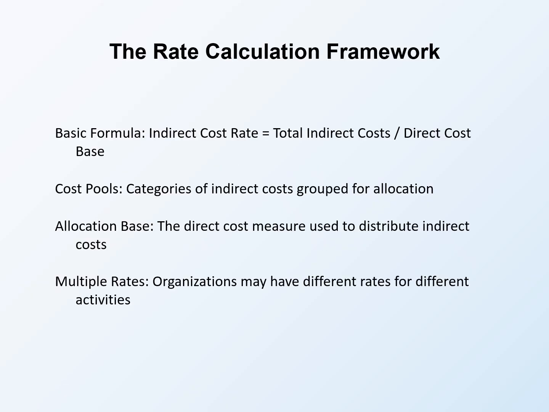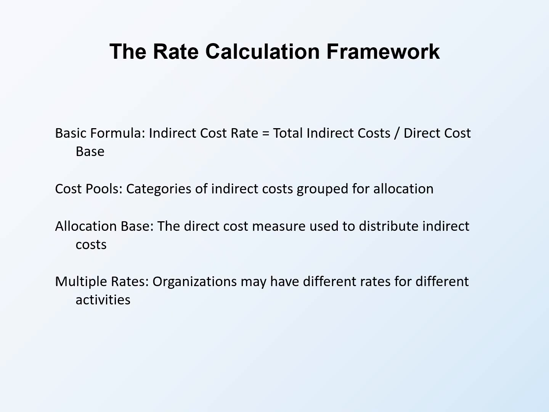The fundamental concept behind indirect cost rate calculation is straightforward. Divide total indirect costs by an appropriate direct cost base. If your organization has $1 million in indirect costs and $2 million in direct costs, your rate would be 50%. However, the practical application involves considerable complexity. The basic formula is indirect cost rate equals total indirect costs divided by direct cost base. This simple relationship underlies all rate calculations, though the details of what goes into each component can be quite involved.